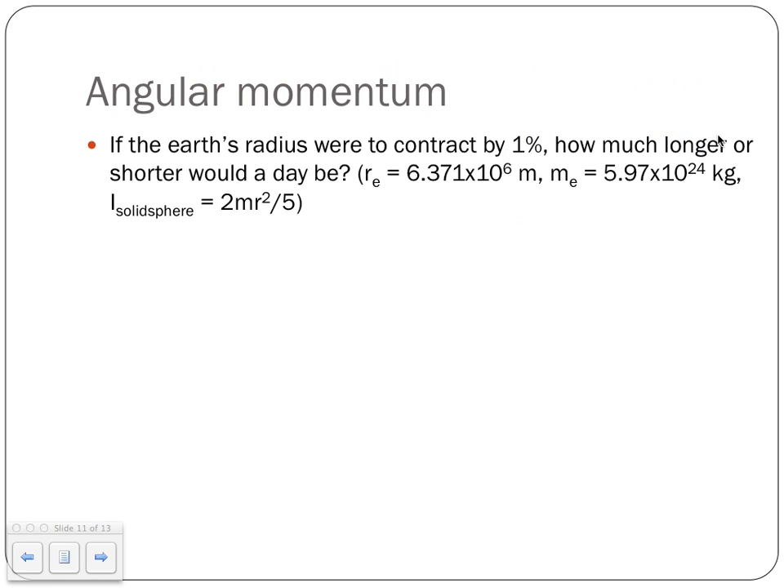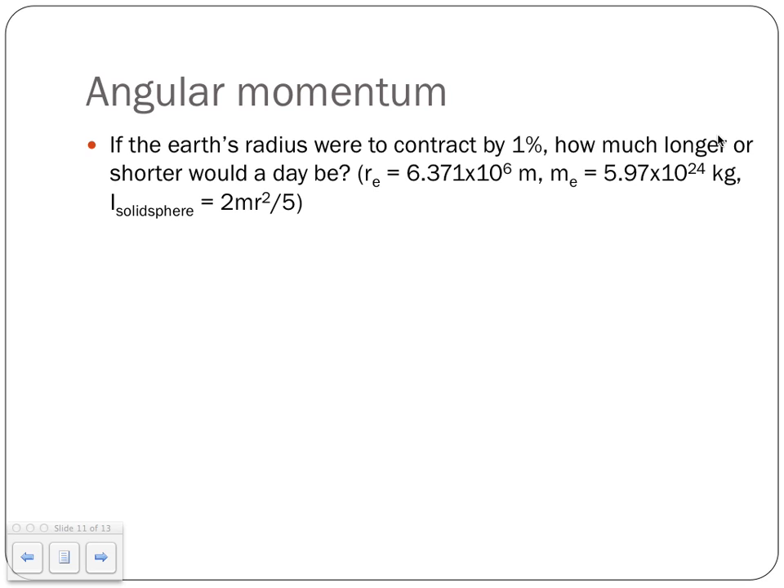So let's work out some problems on this. Take the Earth. If the Earth's radius were to contract by 1%, how much longer or shorter would a day be? We're doing this with no net torque, so we're not making the Earth spin any faster or slower by applying a force or a torque to it. It's just contracting, and that means angular momentum is conserved.